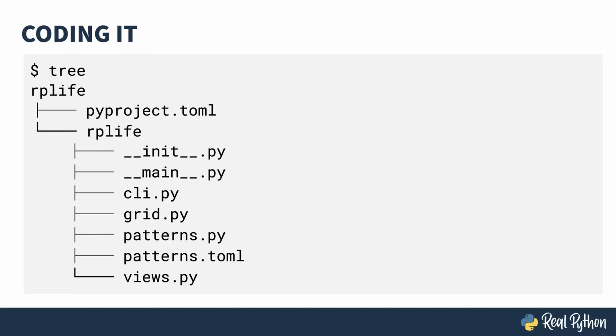CLI.py is where I'm going to put command line argument configuration. Grid.py stores the data grid. Patterns.py contains the definitions of the data structure for the initial patterns, and views.py is responsible for displaying content to the screen. This module also contains a data file, patterns.toml. This has some predefined patterns the user can get started with.